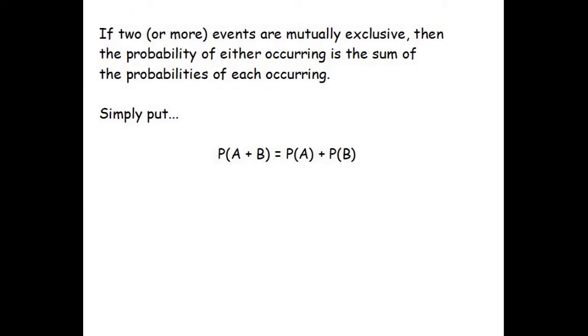So, if 2 or more events are mutually exclusive, then the probability of either of them occurring is the sum of the probabilities of each occurring. Now that sounds very confusing, but simply put, the probability of A or B happening is the same as the probability of A plus the probability of B.